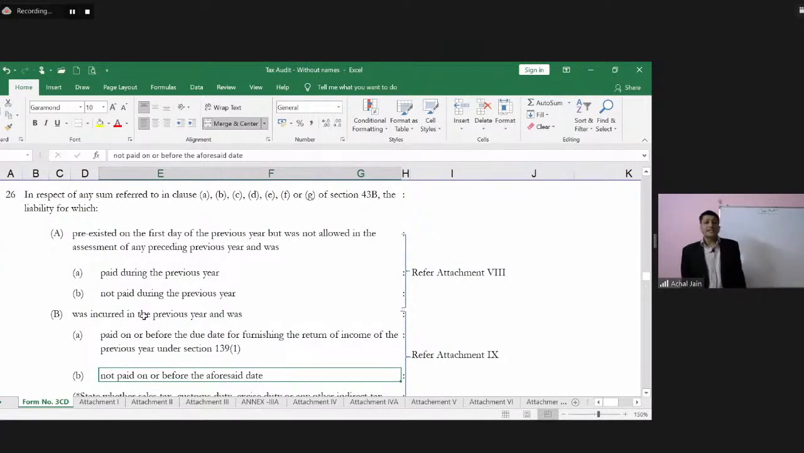In respect of any sum referred to in clause A, B, C, D, or for this matter up to G of section 43B, the liability for which, point number A, pre-existed on the first day of the previous year, but was not allowed in the assessment of any preceding previous year, and was paid during the previous year and was not paid during the previous year.